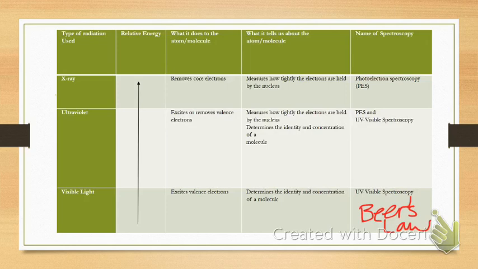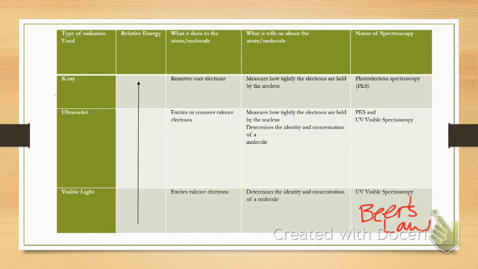So visible can excite them, ultraviolet can go ahead and remove them, and it will basically measure how tightly the electrons are held, and it can be used to determine the concentration of a molecule. And there's some overlap between UV vis there, and then also a little bit of PES, which is photoelectron spectroscopy. You'll get to hear a lot about that, again, in the atomic structure unit.